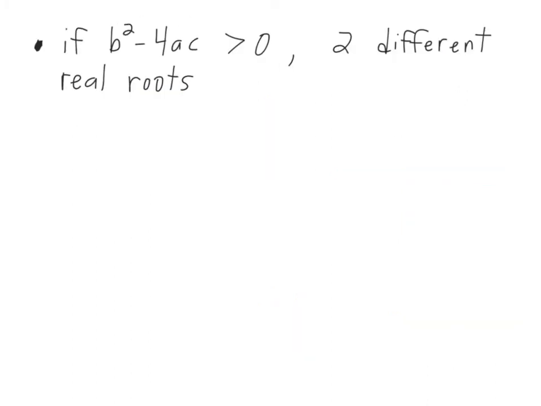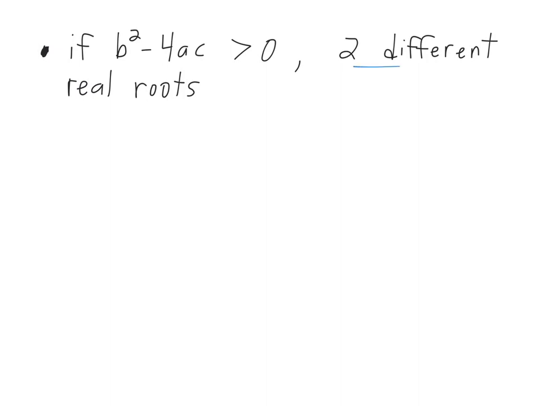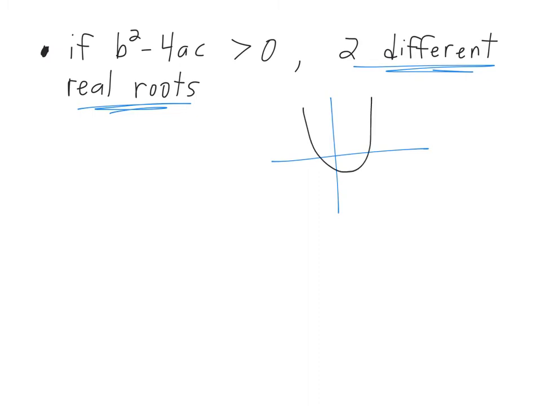Alright, in our final case here, if our discriminant is greater than 0, that means we're going to have two different real roots. So graphically it's going to look something like this, right? There's a root, there's a root. Or maybe it looks something like this. So you have two distinct or different real roots.